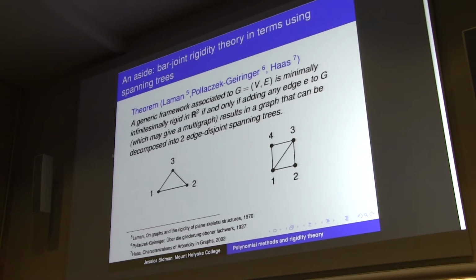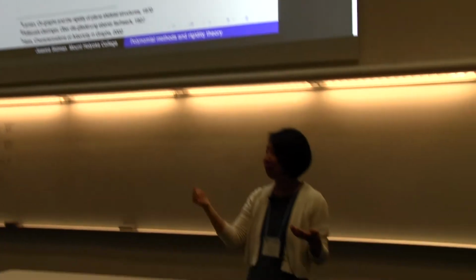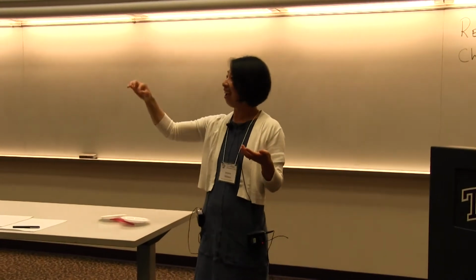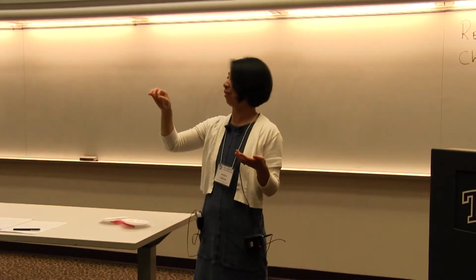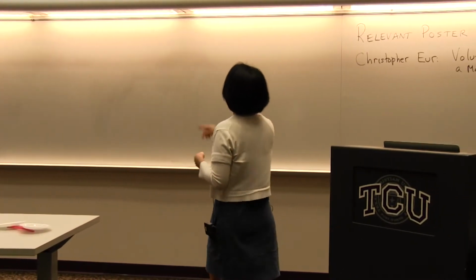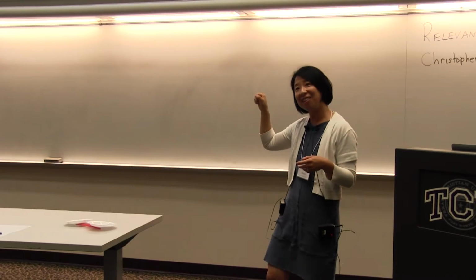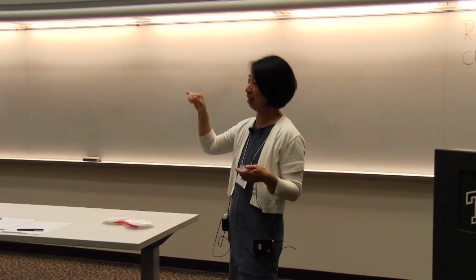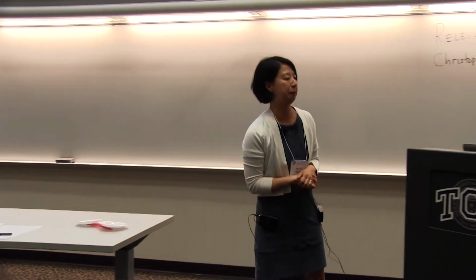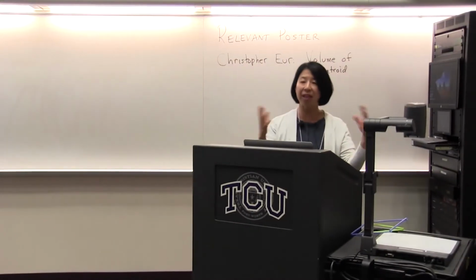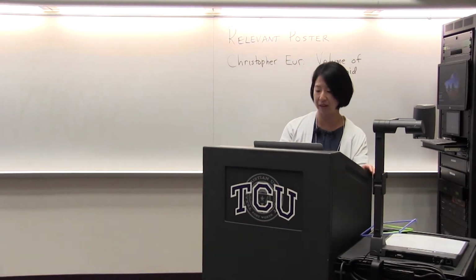So you can see, if I start with the triangle, which is minimally infinitesimally rigid in the plane, if I add any edge, I'd have to double one of the triangle edges, so I'll get a multigraph. But if I double one of those edges, then I can go like one spanning tree, another spanning tree, right? And if I have more choices over here, I could add the diagonal and then get 2 spanning trees, or I could double an edge and then get 2 spanning trees. All right, so it really does parallel the 2-dimensional theory.